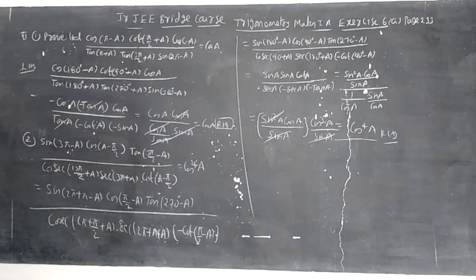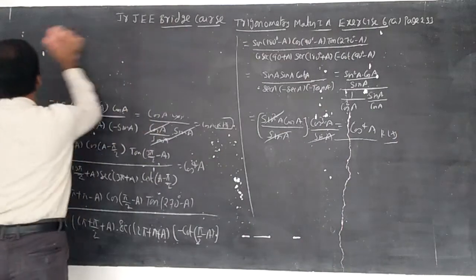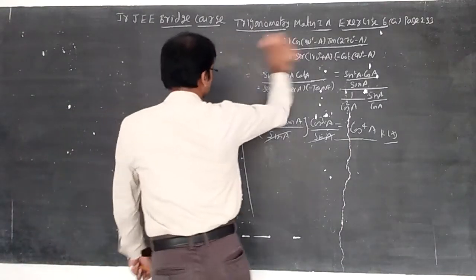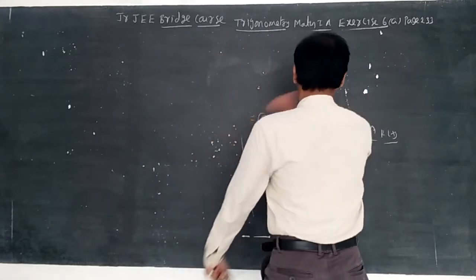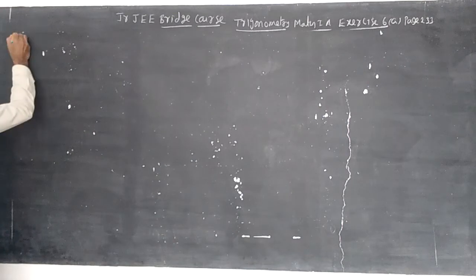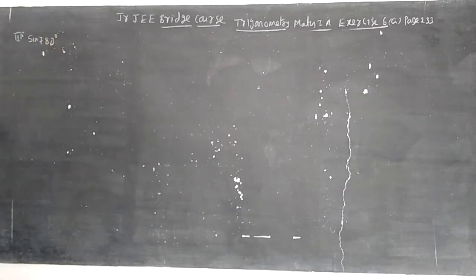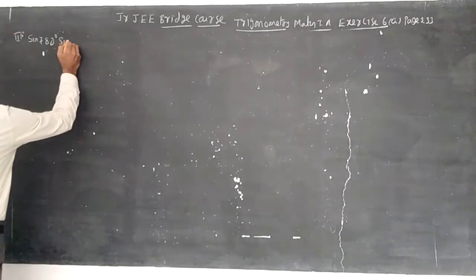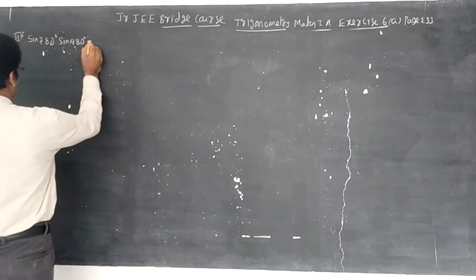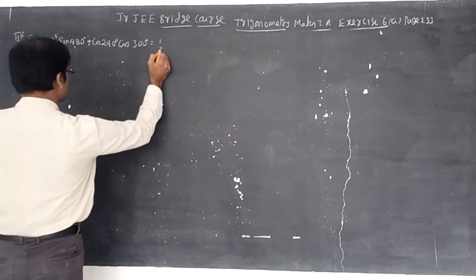Now the values. Third question: sin of 780 degrees into sin 480 degrees plus cos 240 into cos 300 is equal to 1 by 2.